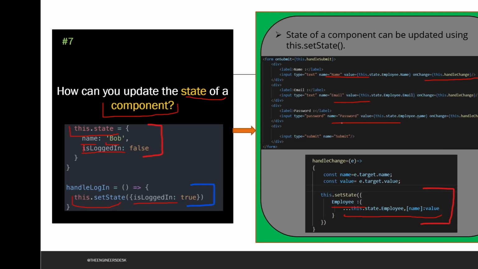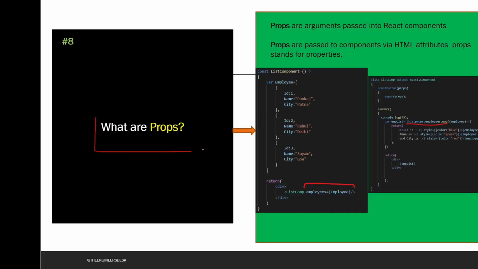Let's go and see the next question. It says, what are props? Props are an important thing when it comes to passing data from one component to other components. Props are arguments passed into React components.